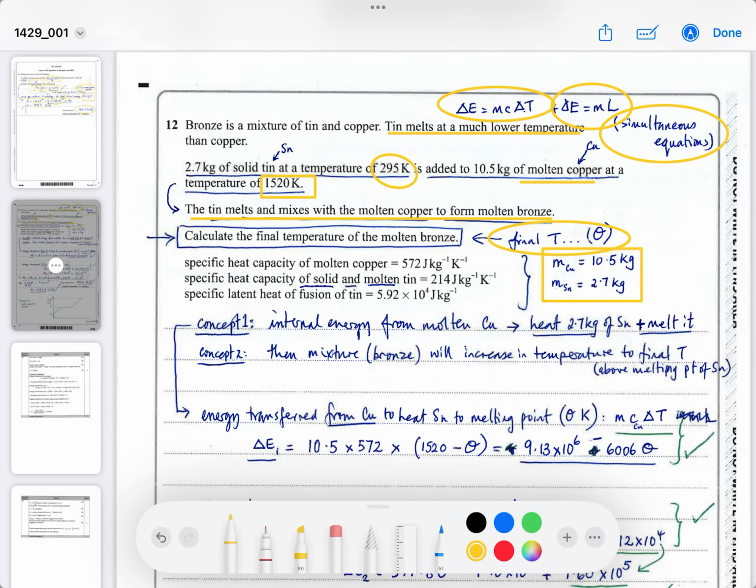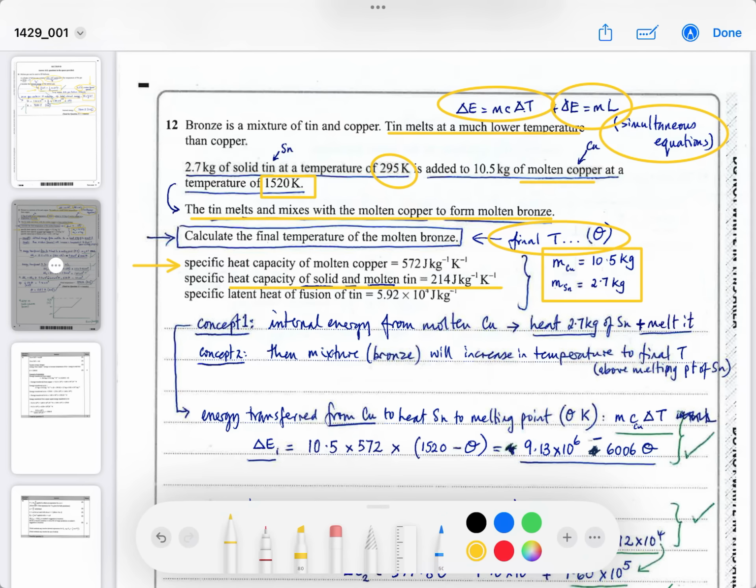So we know the two masses, and we know the specific capacity of copper. So the copper is going to lose heat. The copper is going to lose heat. So the first line is copper. And then the second bit of information is the heat capacity of solid and molten tin. And they're telling you it's the same value.